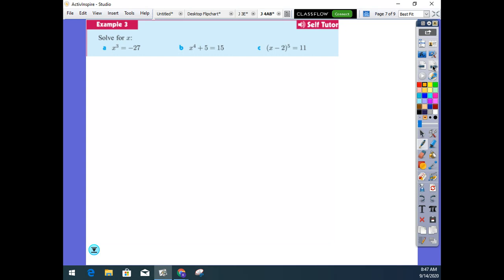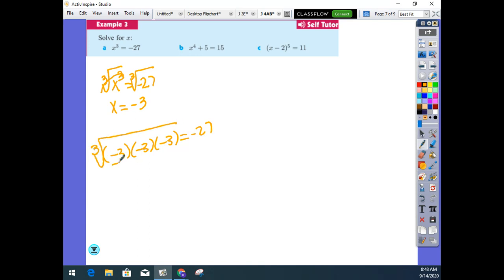Okay, so here you just want to isolate the x and then use the root to match. I'm going to write this out. So you just match the root to the power. So if this is the cube power, you then just take the cube root of both sides to cancel that out. So the cube root of negative 27 is negative 3 because it takes 3 negative 3's to get negative 27. So when we do the cube root, I need 3 of what number to get negative 27.